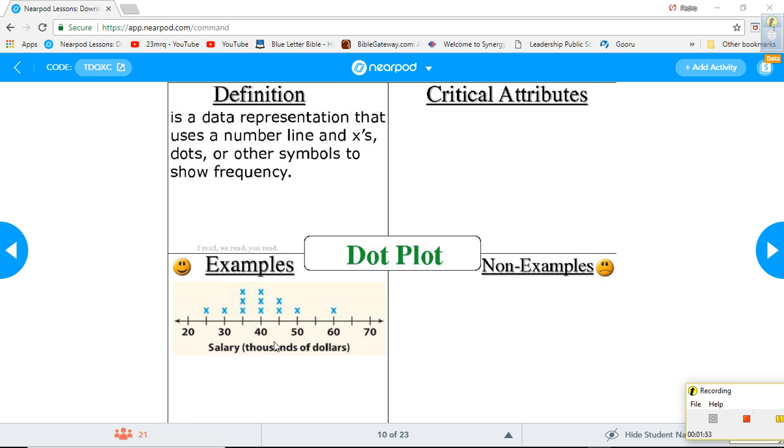So look at that dot plot. It has a number line. It's titled Salary in Thousands of Dollars. Okay? So look at it, and I want you to answer this question. Which salary has the most frequency? And how many are there in the most? Talk it over with your neighbor, and then I'll call on someone.